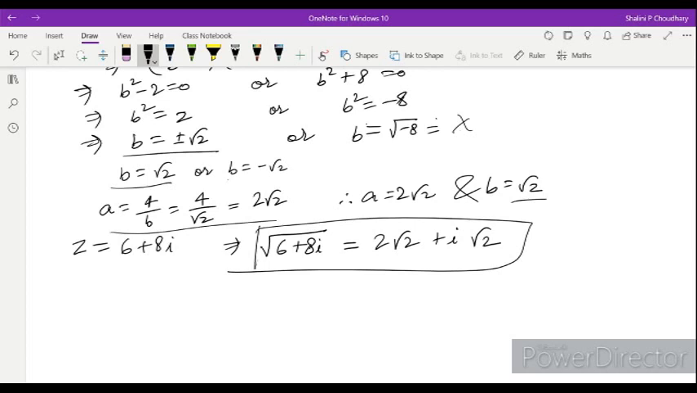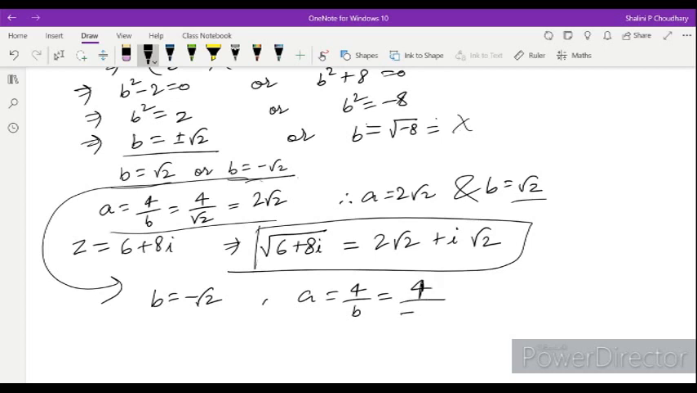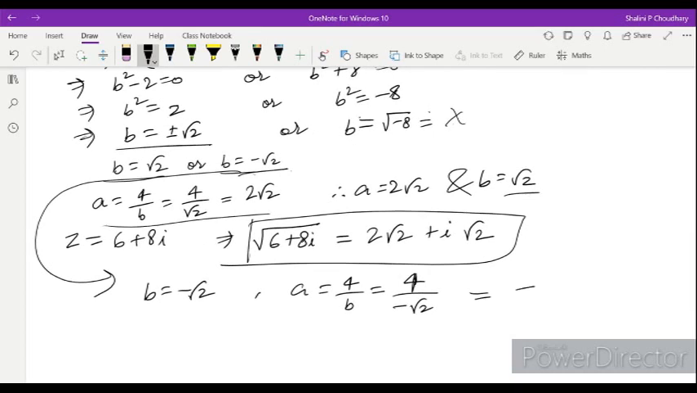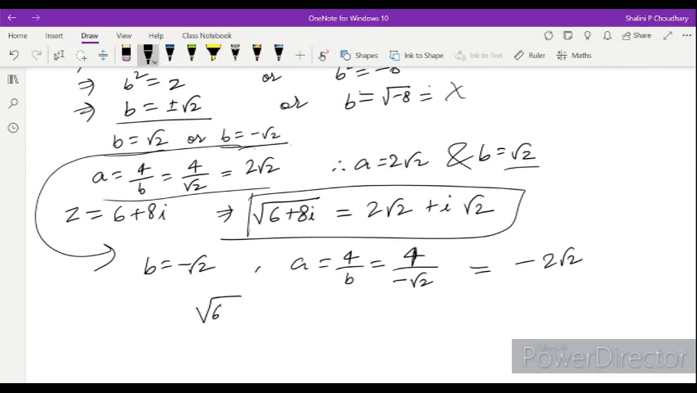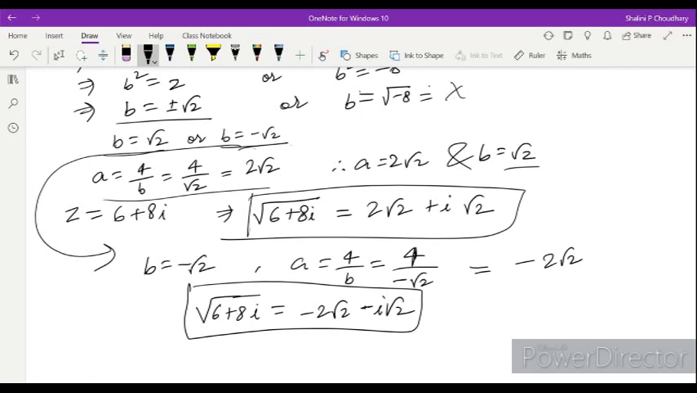Or if we take the value of b as minus root 2, so in that case, if b is equal to minus square root of 2, then a will be equal to 4 upon b. 4 upon b is equal to 4 upon minus root 2. So that will be equal to minus 2 root 2. In this way, square root of 6 plus 8i will be equal to minus 2 root 2 minus i root 2. So these can be two values of z.